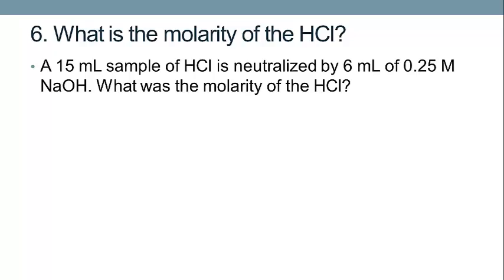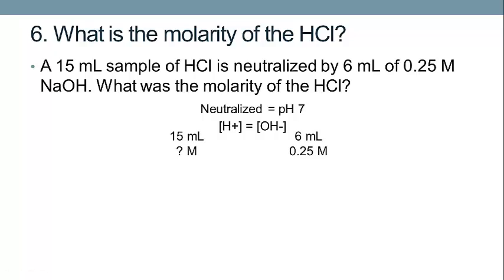Next question, a 15 milliliter sample of hydrochloric acid is neutralized by 6 milliliters of 0.25 molar sodium hydroxide. What is the molarity of the HCl? So this is ultimately just a stoichiometry problem. Let's look at the information that we have. Whenever we are neutralized, that means that the pH is at 7. And when the pH is 7, that means that H plus ion concentration is equal to OH minus ion concentration.